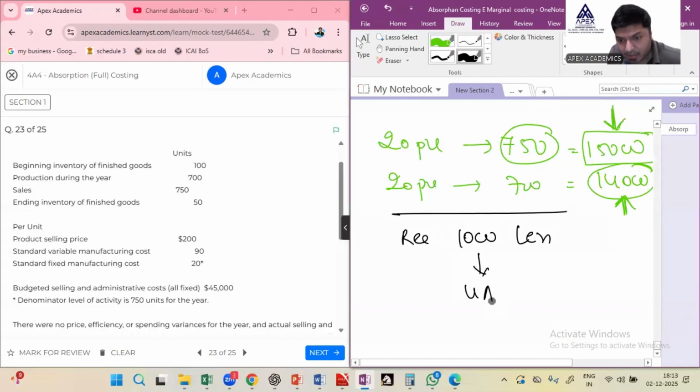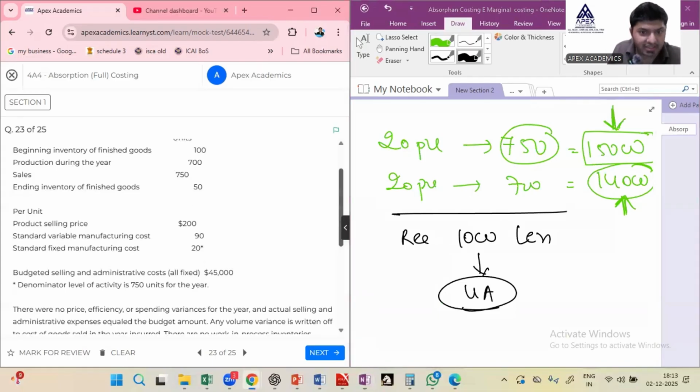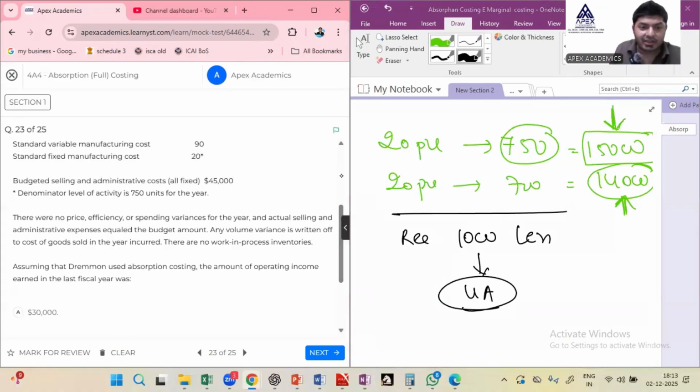This is nothing but your under absorption. This right here is a very, very important concept. Now they are asking you that there is no price and efficiency variances and administrative expenses are equal. Any volume variance, what was volume variance?